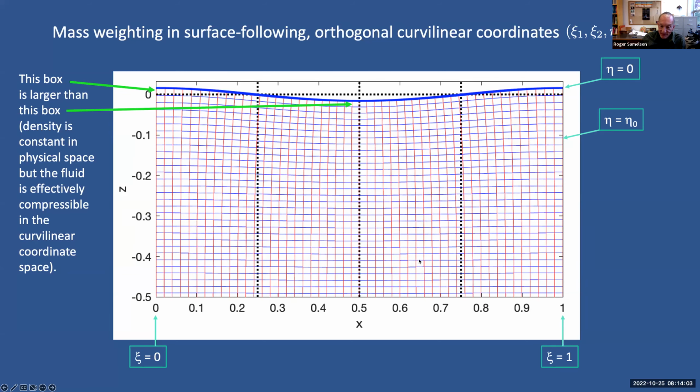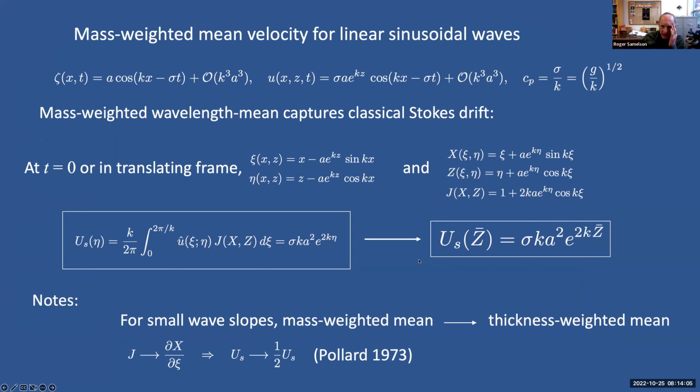So the result of this is if you go through and compute this mean for the classical linear sinusoidal waves, you do pick up the Stokes drift. And I don't want to go through the calculation here, but the details are there. And a couple of notes. If you specialize to small wave slopes, then you can interpret this mass-weighted mean as a thickness-weighted mean in the original horizontal Cartesian coordinate.